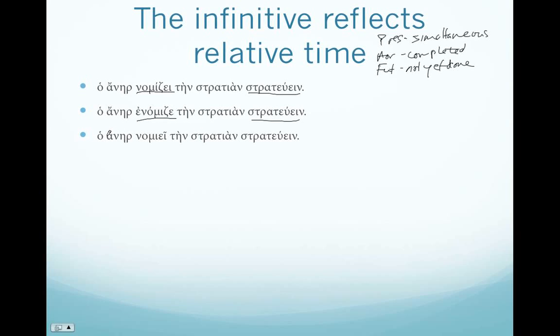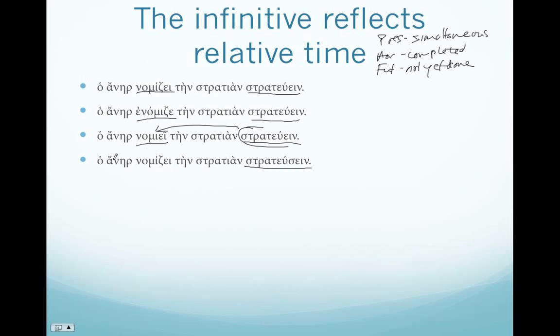And we could go to the future. Ho aner nomiei, ten stratian strateuein. Future. The man will think that the army is marching. So here, although we translate these the same way, this really represents future marching because the thinking is still in the future. Right? So we have to consider that the present is always taking place at the same time as the main verb.